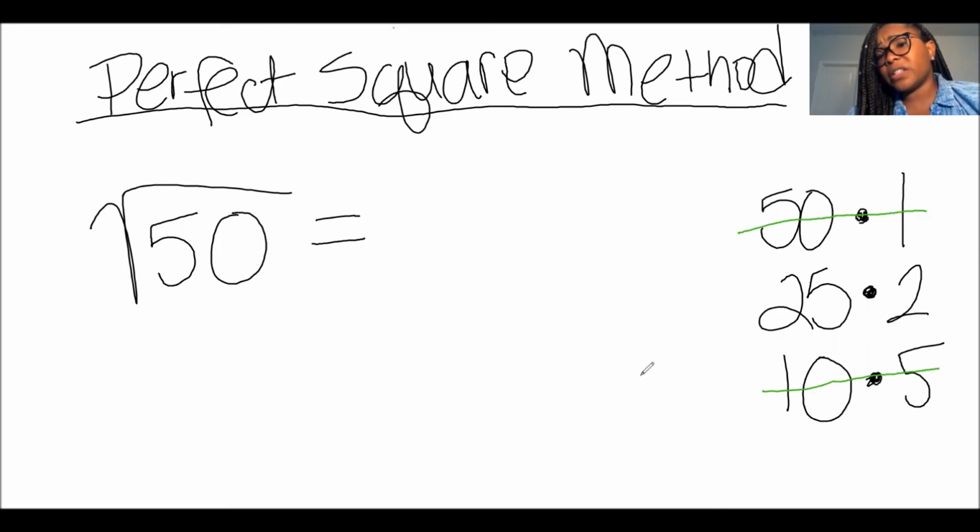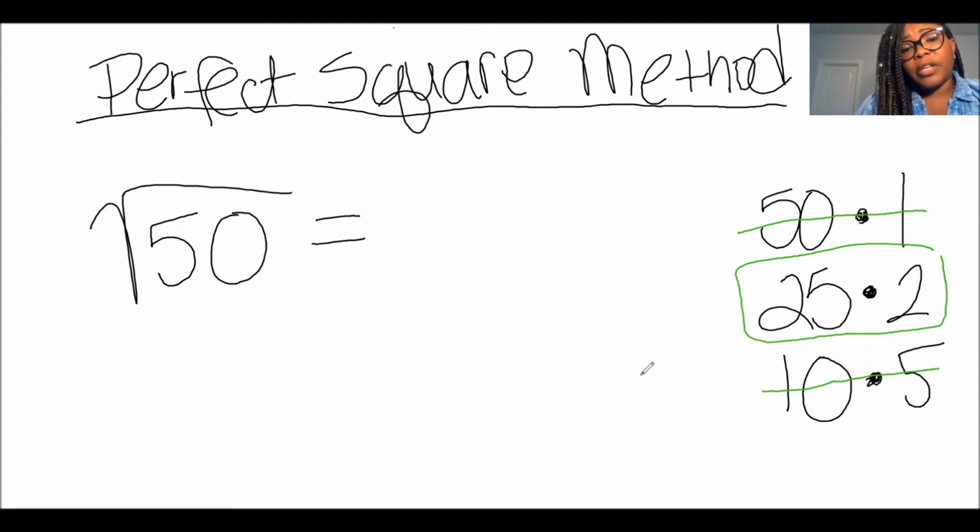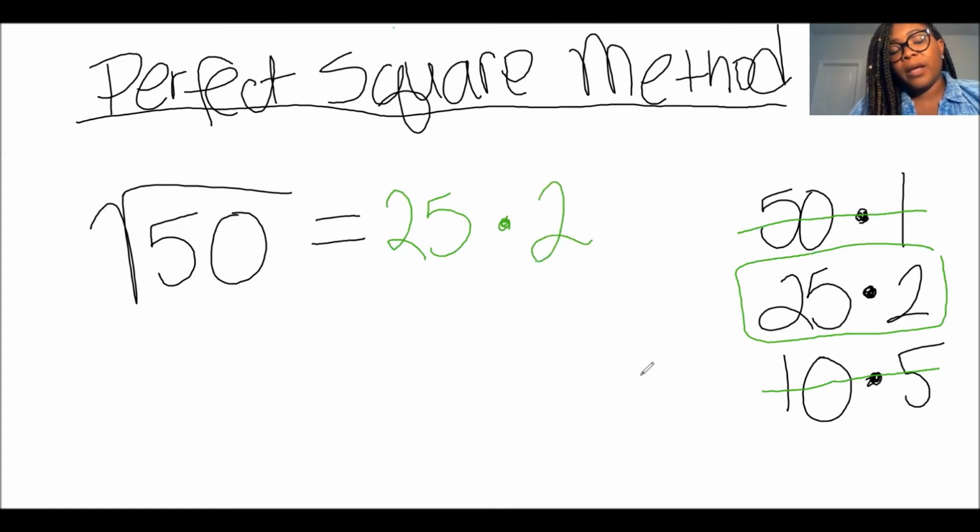So what that leaves us with is 25 times 2. And as you can see, 25 is our highest perfect square. So we're going to use this set of factors. So we're going to bring it over here because 25 times 2 equals 50. But then we have to add our radical symbol to both. Why? Because our initial problem, the square root of 50, has a radical symbol. So the factors also have to have a radical symbol.